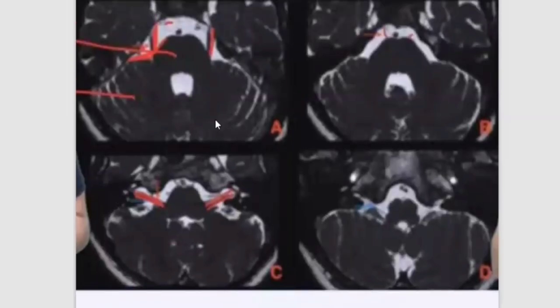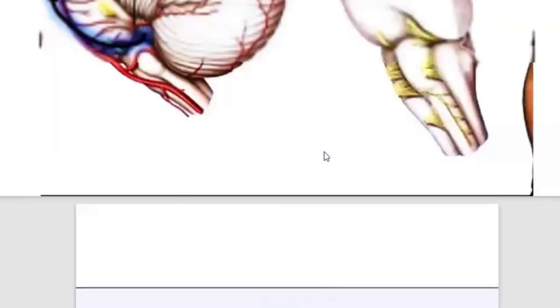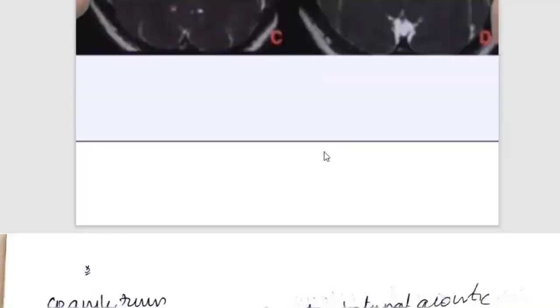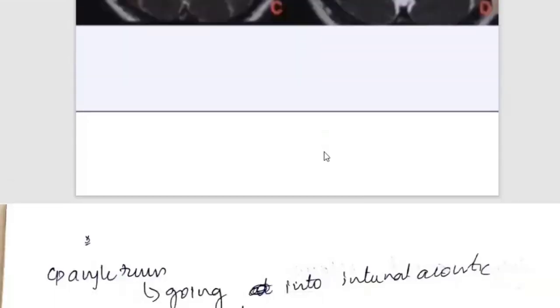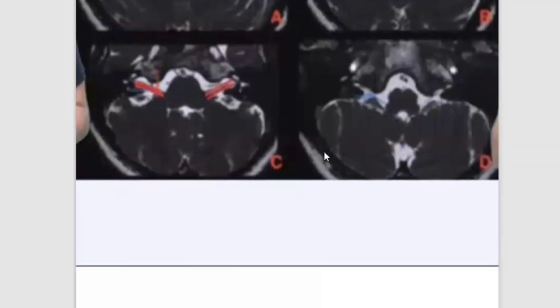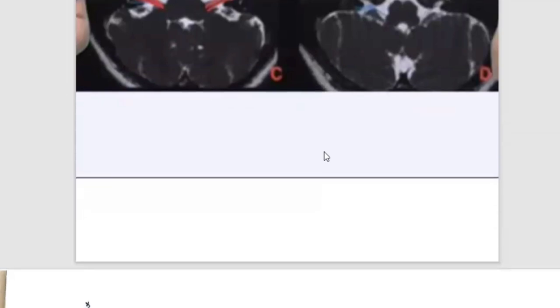So same. Okay. Next, what do you have to do? Contents, like this is CP angle. Now we have discussed two systems. One is cisterna magna and the other is CP angle system. What is the importance of this CP angle system? At the CP angle junction we have CP angle tumor.